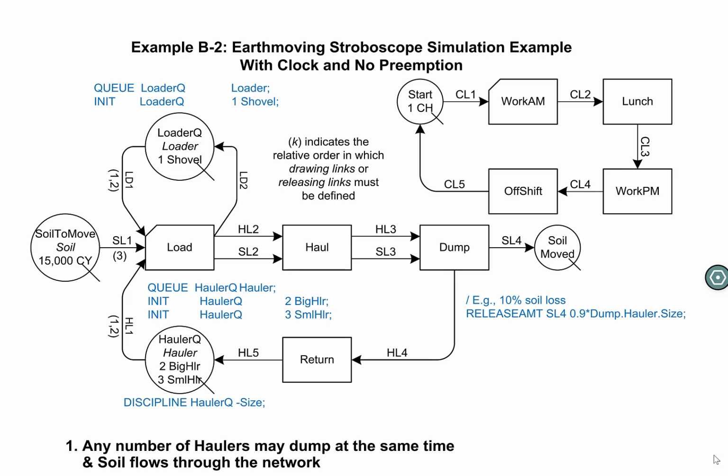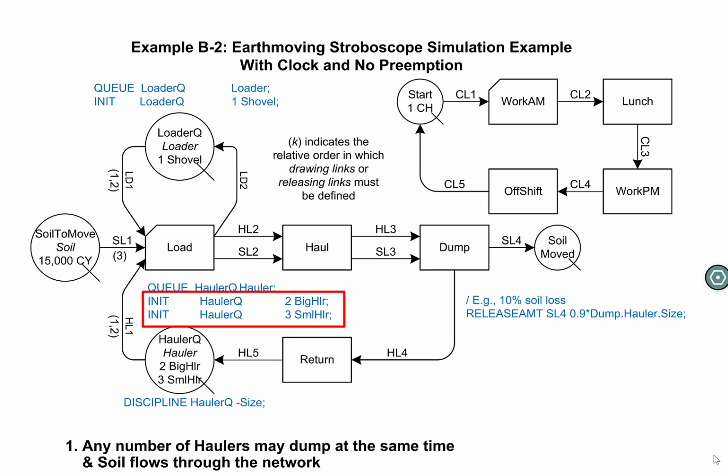Before simulation starts, the Q hauler queue is initialized with two big haulers and three small haulers. This is accomplished with the statements shown here. Init hauler queue 2 big hauler, init hauler queue 3 small hauler. What these two statements do is to insert into hauler queue two big haulers, which are in the front of the queue, followed by three small haulers, which are in the back of the queue.